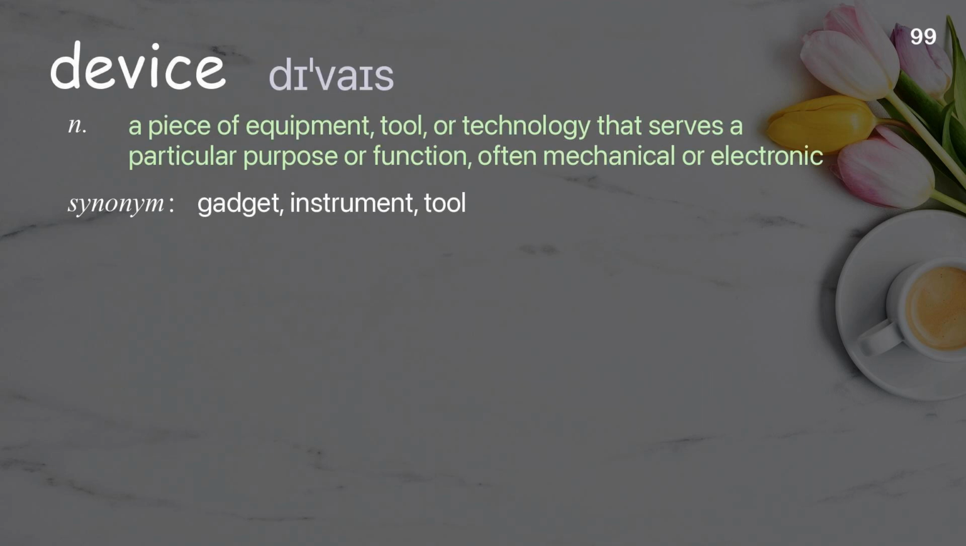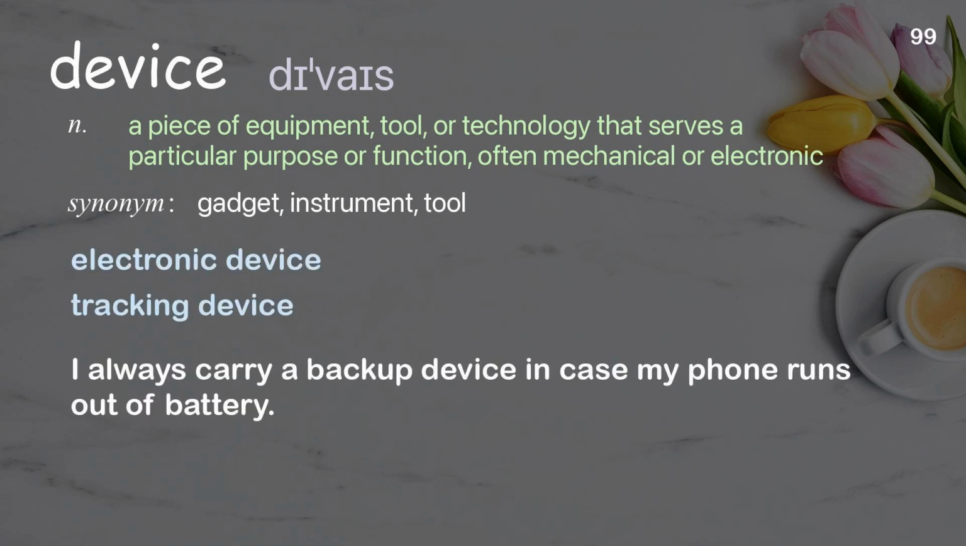Device. A piece of equipment, tool, or technology that serves a particular purpose or function, often mechanical or electronic. Examples: electronic device, tracking device. I always carry a backup device in case my phone runs out of battery.